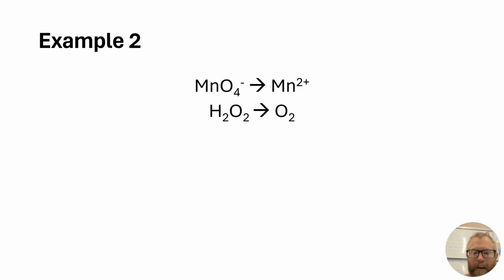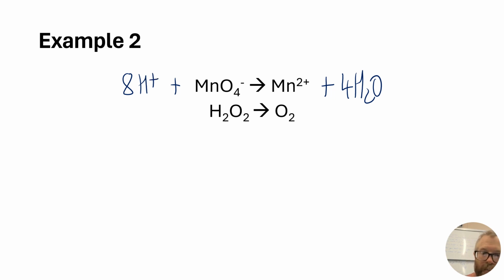Manganese, I've got one manganese on one side, one manganese on the other, so that's balanced. So I've got 4 oxygens on the left, so I need 4 H2O's on the right. And now I need to balance my hydrogens. So I've got 8 on the right hand side. So I need 8 H pluses.